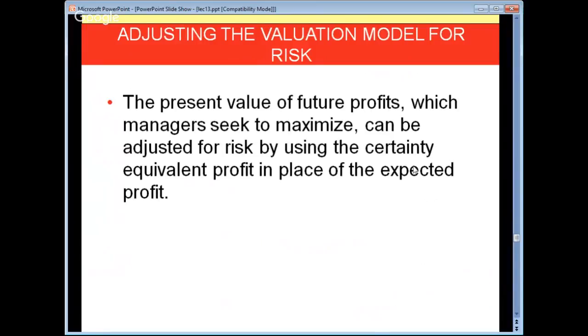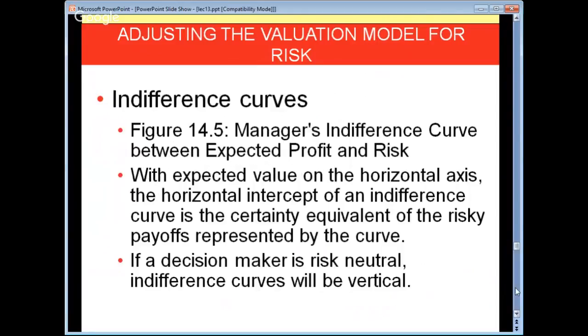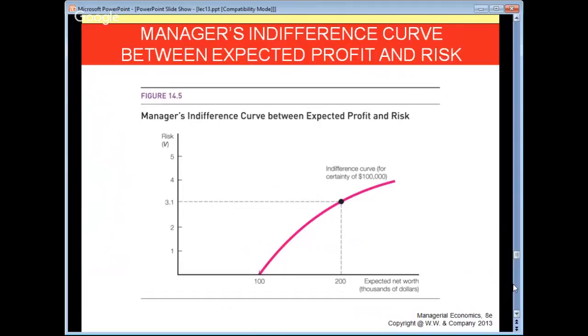So the present value of future profits, which the manager seeks to maximize, can be adjusted for risk by using the certainty equivalent profit in place of expected profit. Okay. So when we look at the manager's indifference curves in expected profit and risk, with the expected value on the horizontal axis, the horizontal intercept of an indifference curve is the certainty equivalent of the risky payoff represented by the curve. If a decision maker is risk neutral, of course, the curve is going to be vertical. Okay. So here we have the curve.